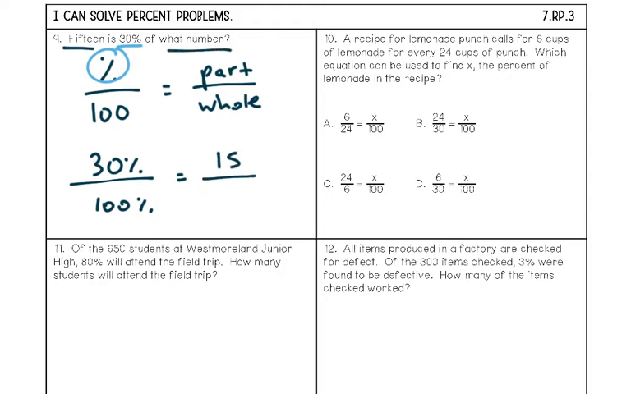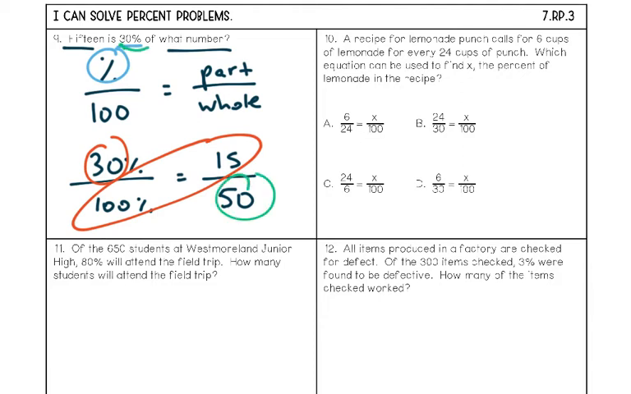Now that I've set up my proportion, I cross multiply to solve. 15 times 100 is 1,500, and I want to take that number and divide it by what's left. So divide by 30, which gives me 50. In a problem like this that might seem kind of confusing, you can always double check yourself by taking the 30% of the 50, and if you take 0.3 or 30% times 50, that should give you 15. If it does, you know that you did your problem correctly.